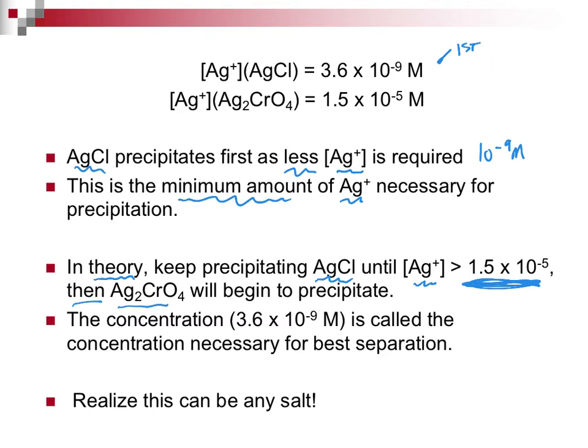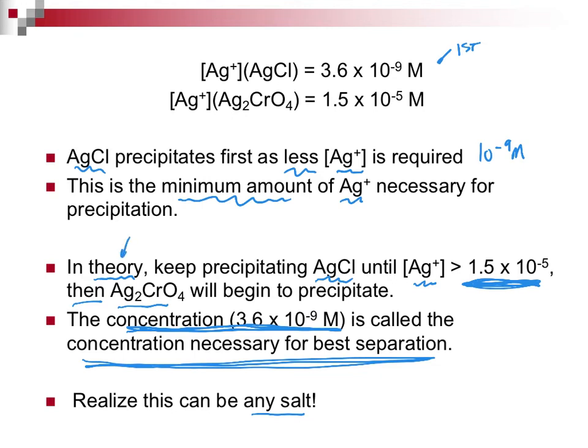When we talk about these in a problem, we say the concentration 3.6 times 10 to the minus 9 molar is called the concentration necessary for the best separation. So looking at this, you can see any salt can be separated knowing the Ksps and running the calculations. And again, in theory. Things are not so pretty in practice. The farther apart the concentrations are, the cleaner the separation.